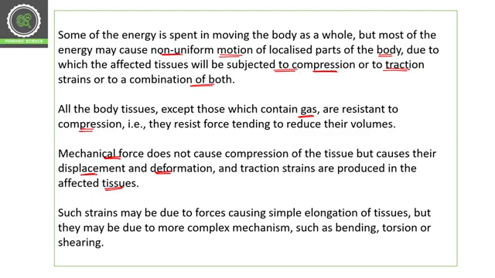Such strains may be due to force causing simple elongation of tissue. So for the very basics of tissues and cells, I will give one example. If we talk about elongated tissue, we have elongated epithelials, right? In these types of tissues, the strains may be due to more complex mechanisms such as bending, torsion and shearing. So these types of tissues will sustain minor mechanical injuries.